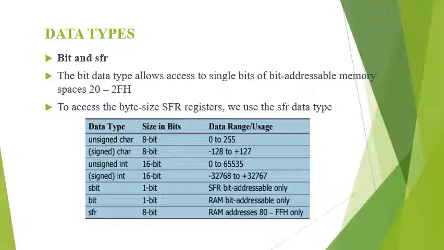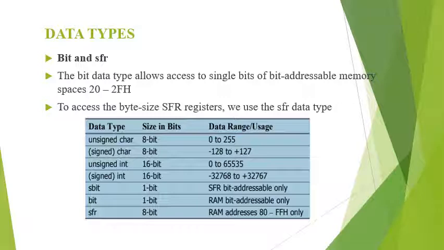So let us see the data type, the size in bits, and the data range or its usage. Unsigned char is 8-bit and the range is 0 to 255. Signed char is 8-bit, the range is -128 to +127. Unsigned int is 16-bit, the range is from 0 to 65,535. Signed int is 16-bit.